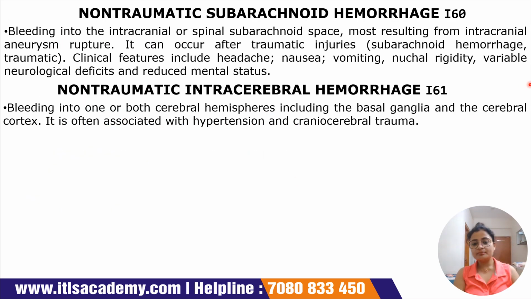Okay, now moving on to the important subcode that we need to talk about, that is I60, which stands for non-traumatic subarachnoid hemorrhage. So it is bleeding into the intracranial or spinal subarachnoid space, mostly resulting from intracranial aneurysm rupture. It can occur after traumatic injuries like subarachnoid hemorrhage हो सकता है या फिर traumatic injury हो सकता है. Clinical features will include headache, nausea, vomiting, nuchal rigidity, variable neurological deficits, and reduced mental status.